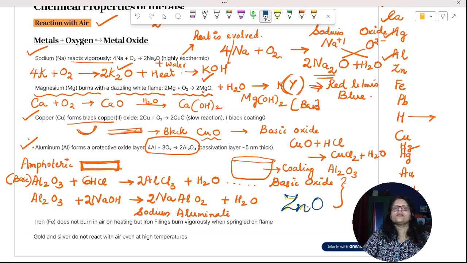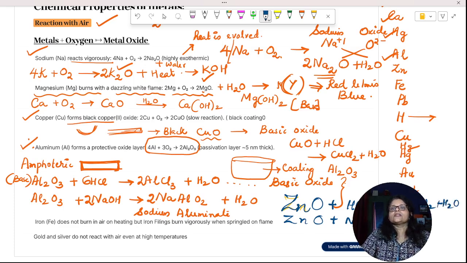Zinc. Zinc oxide, because zinc, when reacting with oxygen, gives zinc oxide. The zinc oxide can also react with HCl. Zinc oxide will also react with NaOH. Here you get zinc chloride plus water.